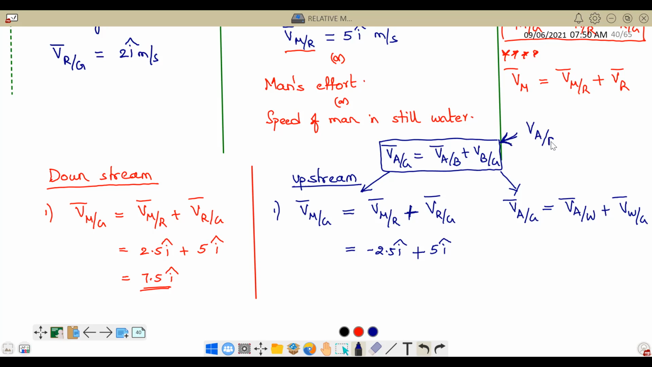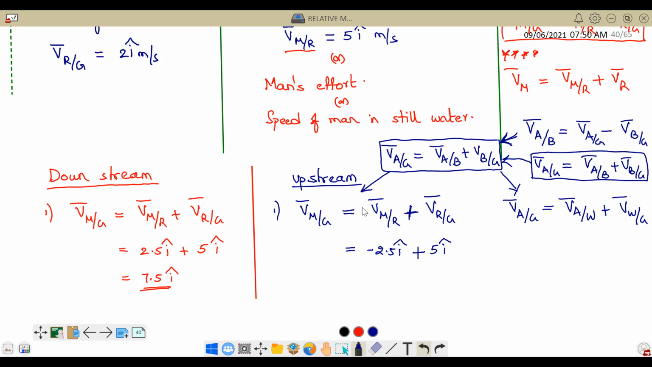From the basic formula of velocity of A with respect to B. What is the formula of velocity of A with respect to B? Velocity of A minus velocity of B. Yeah. And when you don't write anything, it is with respect to ground. Now you take this one separately: velocity of A with respect to ground is equal to, you bring this one to this side, velocity of A with respect to B plus velocity of B with respect to ground. So this is the general equation, which I got from this basic equation.